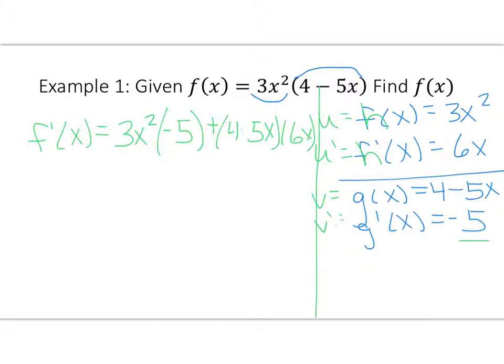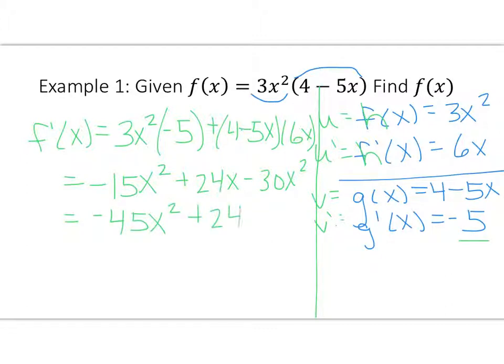And then I got to clean that up. So 3x squared times negative 5 is negative 15x squared. 6x times 4 is positive 24x. That's a minus there. And 6x times 5x is negative 30x squared. So I can clean this up and say it's negative 45x squared plus 24x.